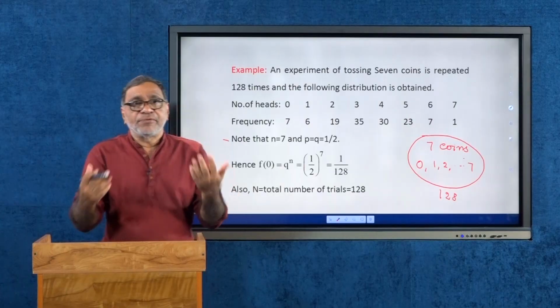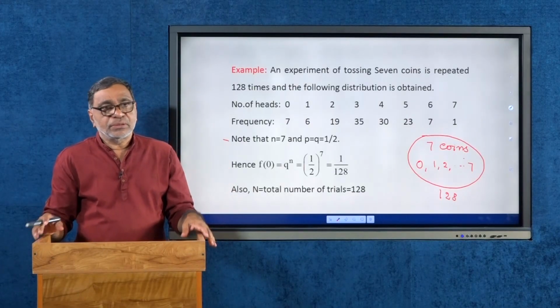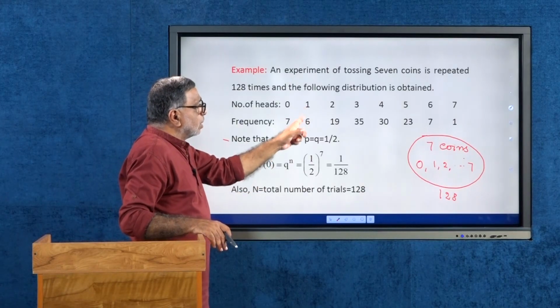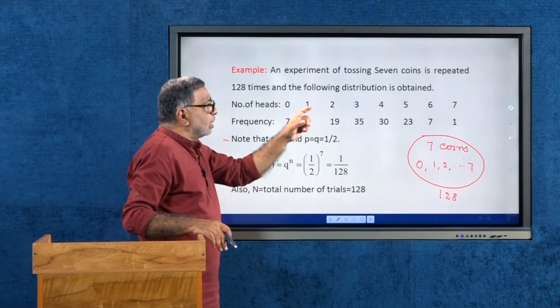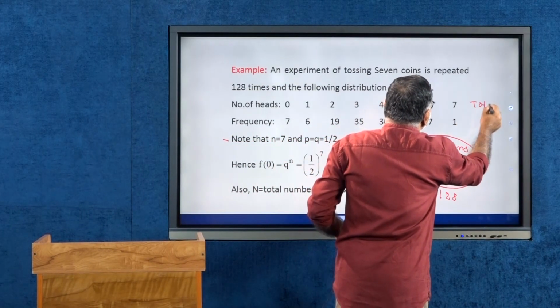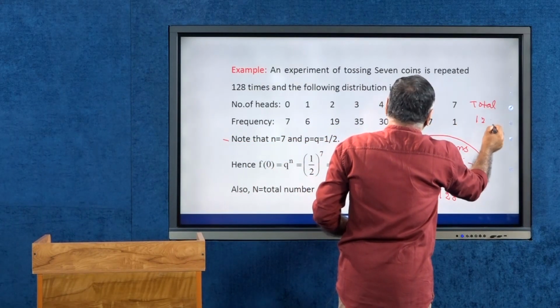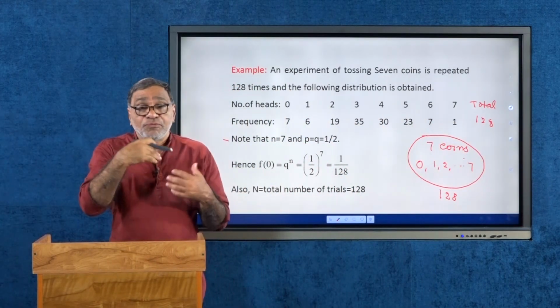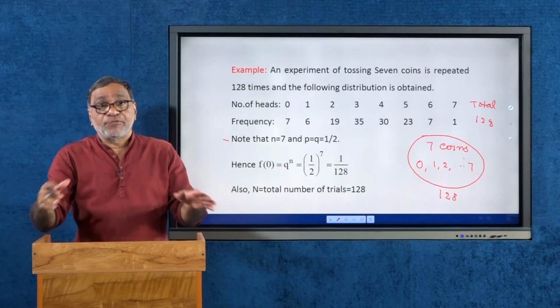This is the observed number of frequencies: 0 heads, 7 experiments; 1 head, 6; 2 heads, 19; and so on up to this. The total becomes 128. And how do you find the expected frequencies?